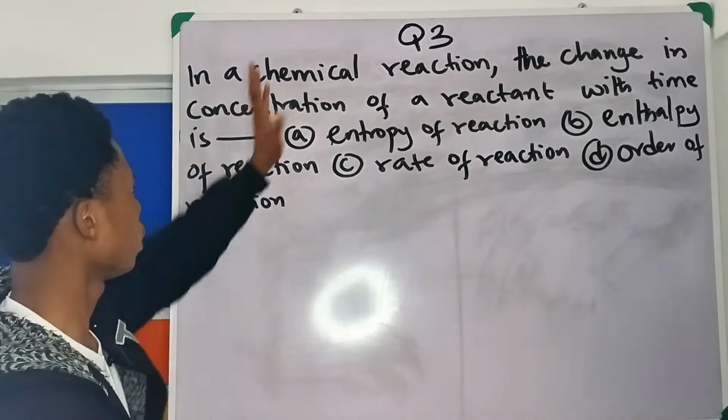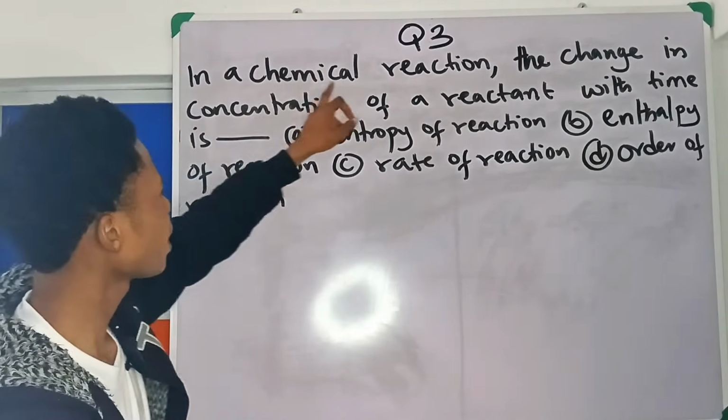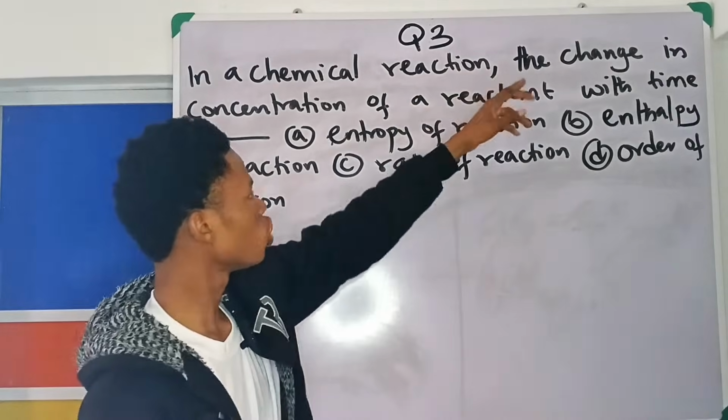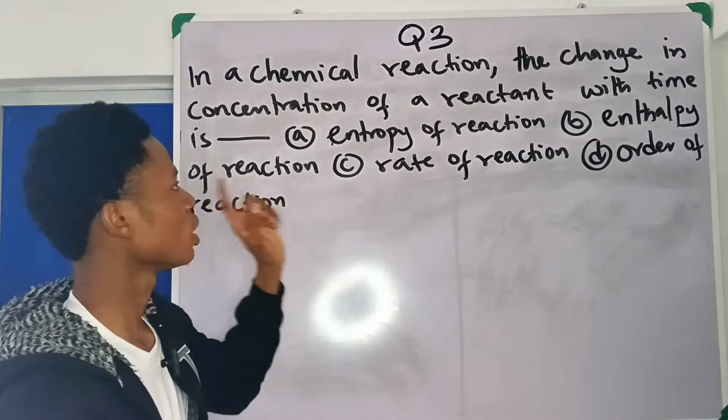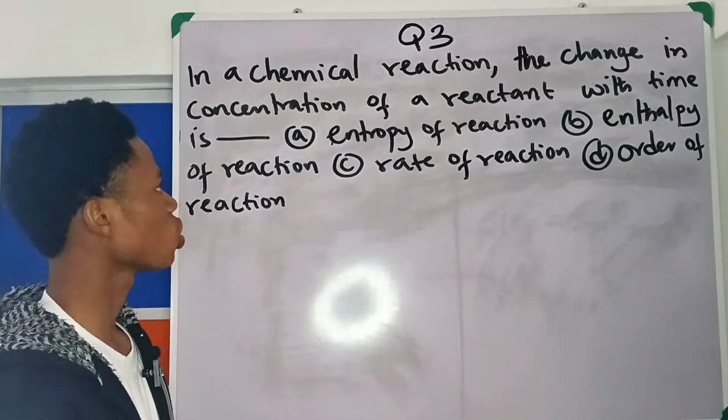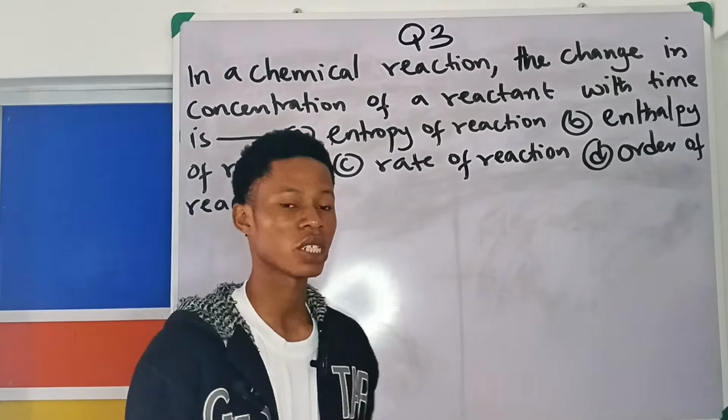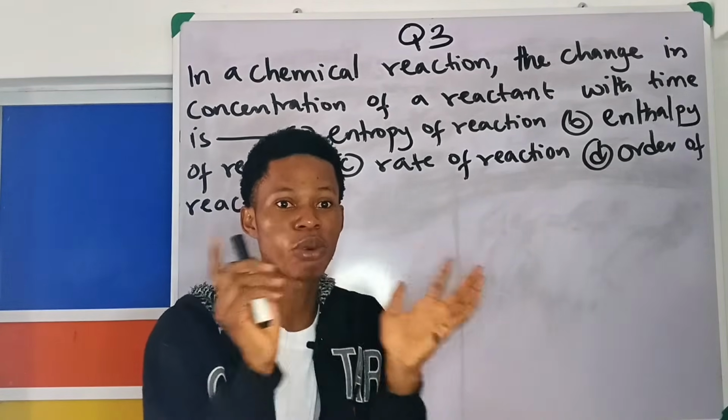Hello my friends, let's look at question 3. In a chemical reaction, the change in concentration of a reactant with time is dash. Change in concentration of a reactant with time is dash. Don't cram. This one is a bonus question.